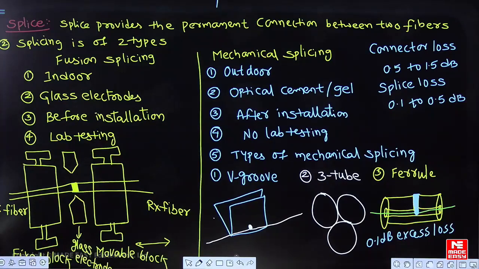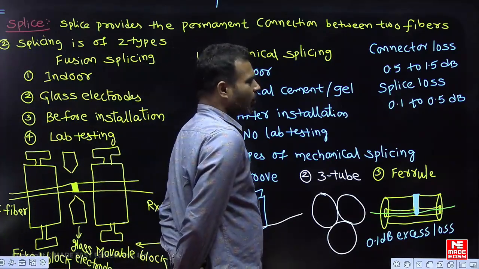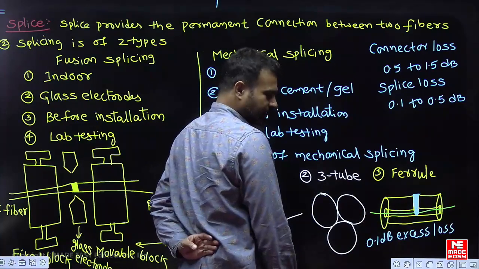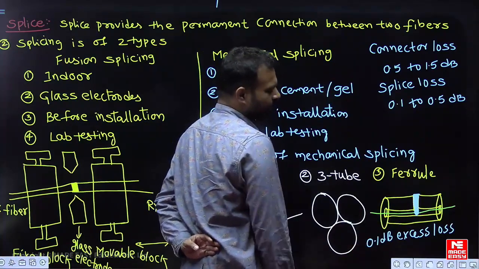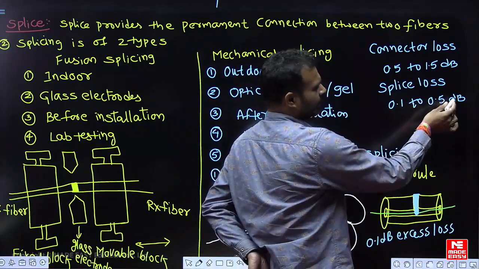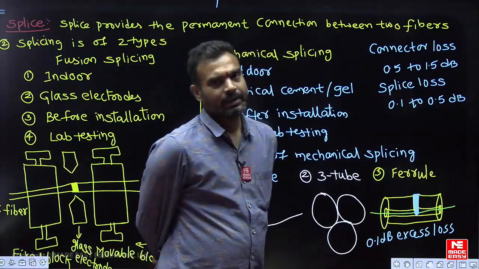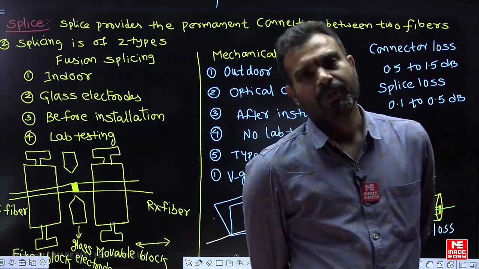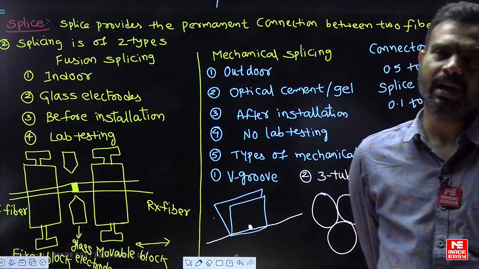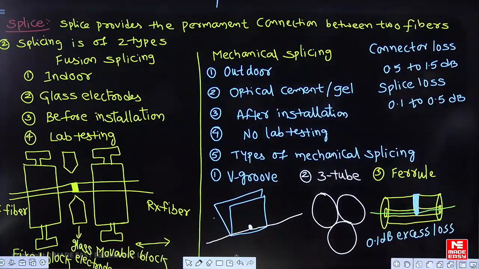Splice loss is 0.1 to 0.5 dB. If you use a ferrule, then an excess loss of 0.1 dB is added. That means a general splice has 0.5 dB, and if you splice using a ferrule, 0.5 changes to 0.6, so plus 0.1 is added. I hope everybody in the class understood this concept. So for 0.5 dB loss, 0.1 will be added. Clear to everybody? This is your splicing techniques.